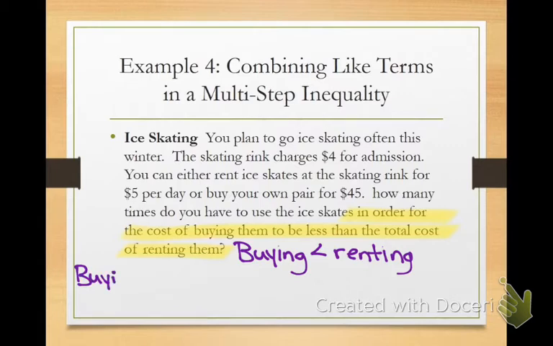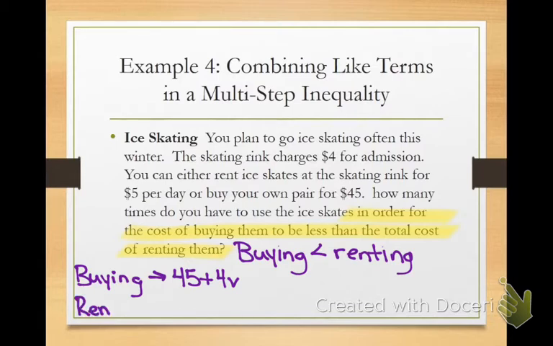Okay, so this is option one. If I bought them, how much do the skates cost? $45. How much do I have to pay per time that I go? Well, $4. So I just used V for visit. So here now I have an expression that represents my cost to attend the skating rink if I were to buy them. $45 for my skates and then $4 each time I visit.